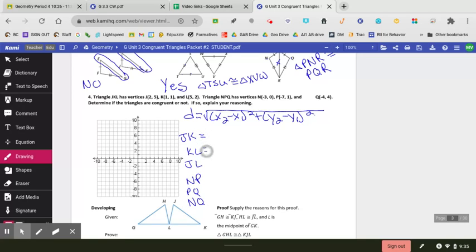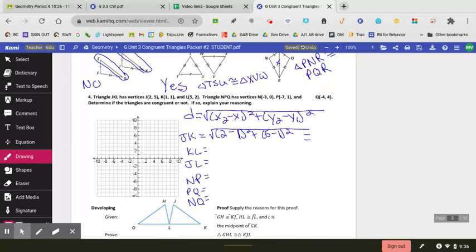So I'm going to do JK, and then I want you to pause and do the rest. I'm going to remind you how you can use your calculator. So for JK, it's the square root of 2 minus 1 squared plus 5 minus 1 squared.